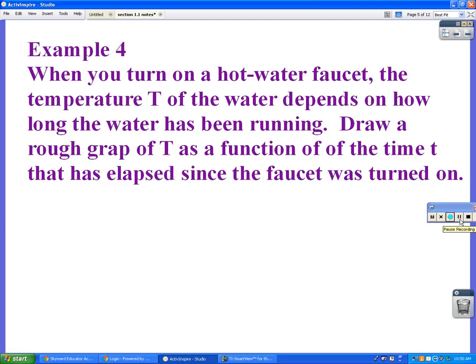So it's a direct variation? That's what you would say? What do you mean by that? So here's the temperature and here's the time. So what temperature is the water when you turn it on? Cold. What happens as you leave the water on? It gets warmer. So we don't really know at what rate.